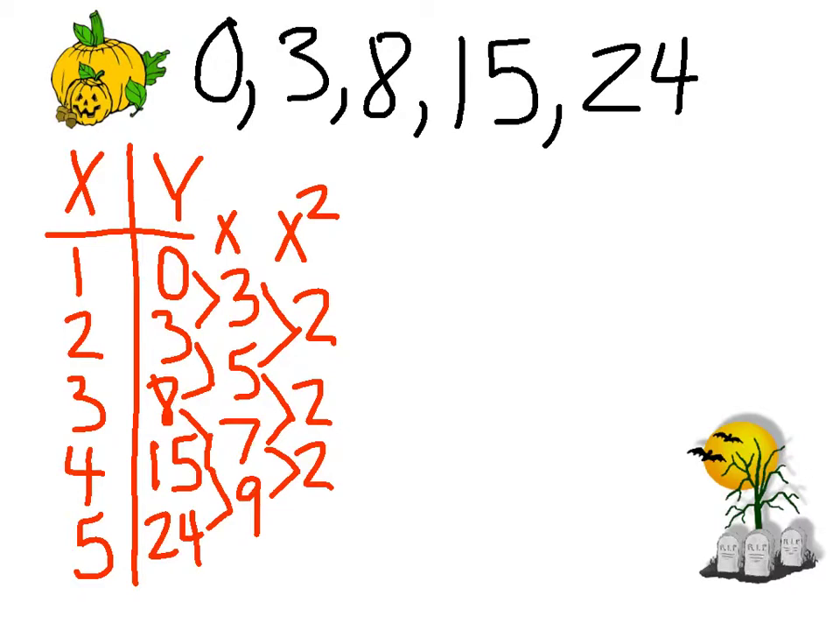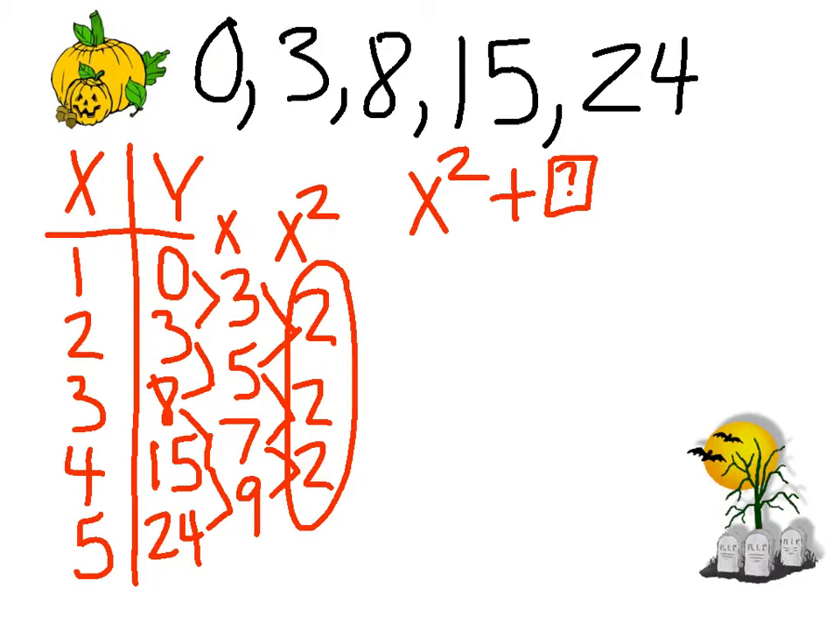Now to find the coefficient for the x squared function, we're going to take whatever number we get here and divide it by 2. So 2 divided by 2 gives us what? Right, so our function is just going to be x squared, or 1 times x squared, whichever you prefer to write. Then we're going to be adding some number to get our y values.